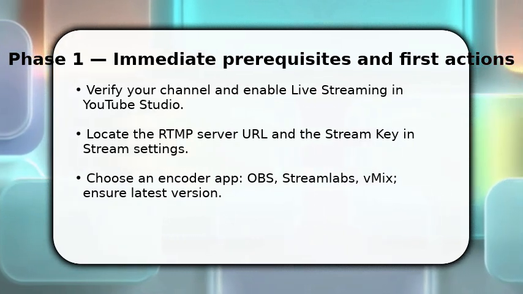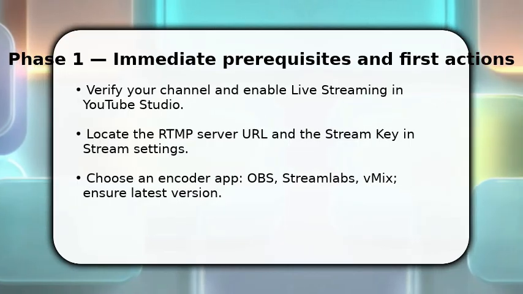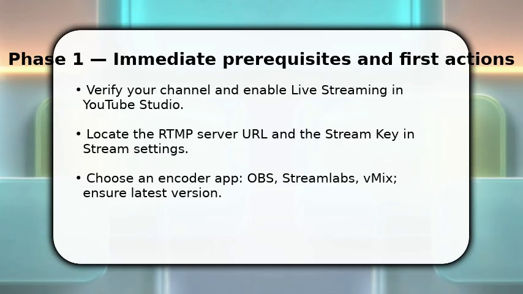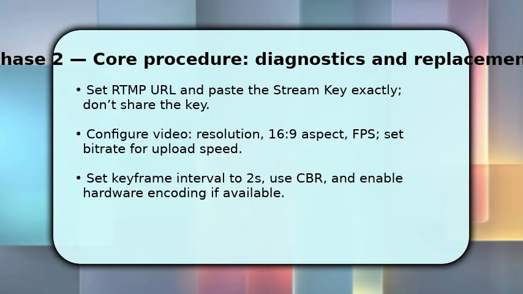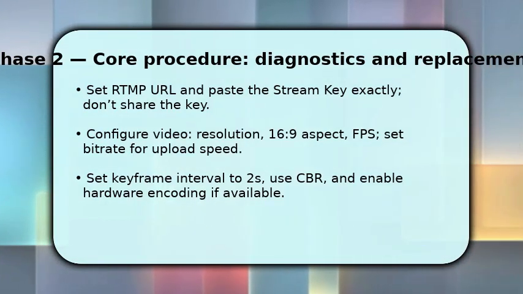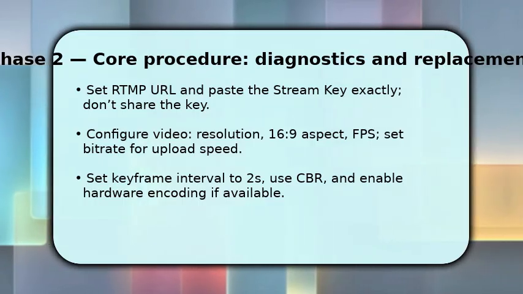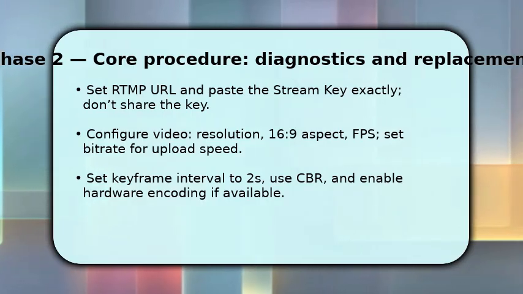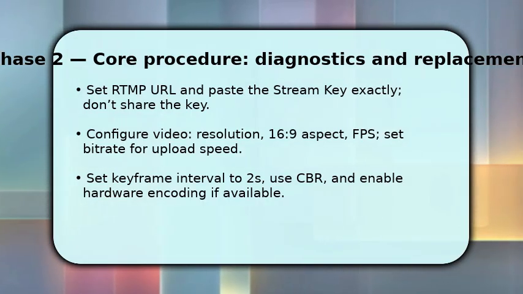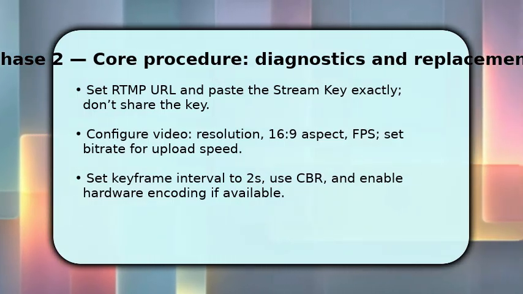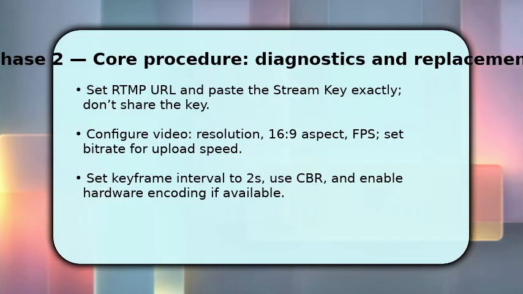Now configure the encoder with the RTMP URL and paste the stream key exactly. Mistakes here prevent connection. Set video resolution and frame rate, typically 1920x1080 at 30 or 60 FPS depending on content, and choose a bitrate that matches your upload speed, usually 1/2 to 2/3 of your measured bandwidth. Select a keyframe interval of 2 seconds and use constant bitrate encoding for stability.